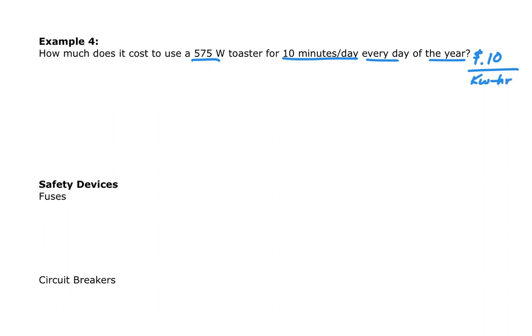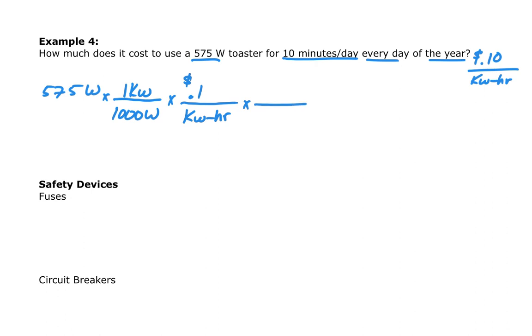So we're going to start this problem the same way we did the last one. We've got 575 watts. Well, I know my energy cost is 10 cents per kilowatt hour, so I better convert those watts into kilowatts. I remember that there's 1,000 watts in 1 kilowatt. And then I'm going to put my energy cost, which was $0.10 per kilowatt hour. And I know I'm using this item for 10 minutes per day.